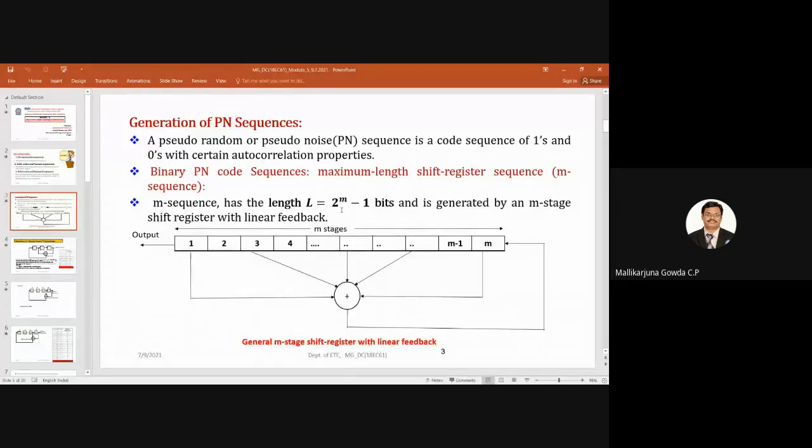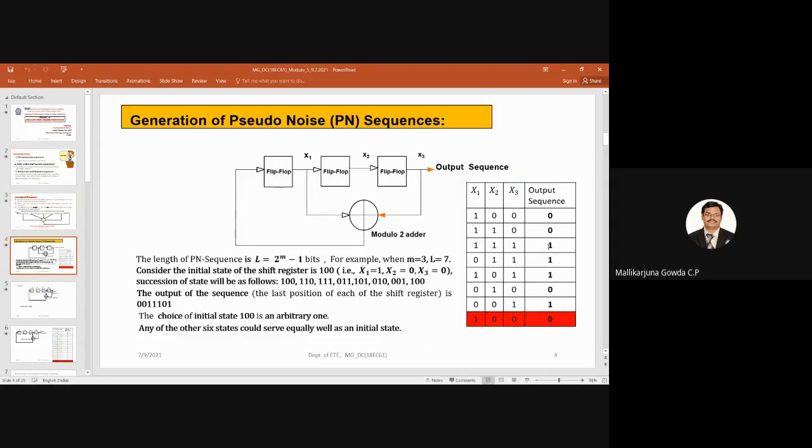So this is the general diagram of M stage shift registers with linear feedback. Here I have written M number of shift registers and taken the feedback at some shift registers and done the modulo 2 operation, right? The output of that modulo 2 is given as input to the shift register. I think I explained this in the previous class: how do we generate this PN sequence?